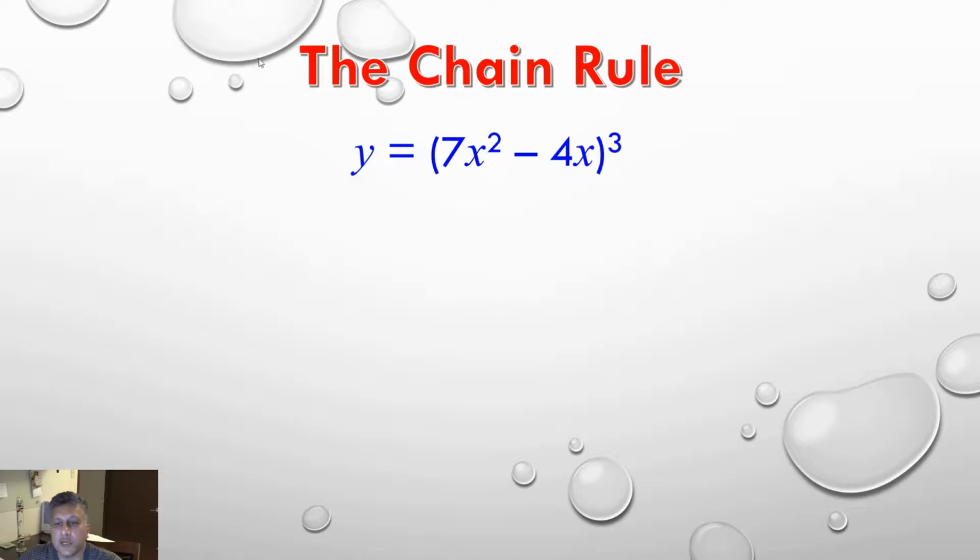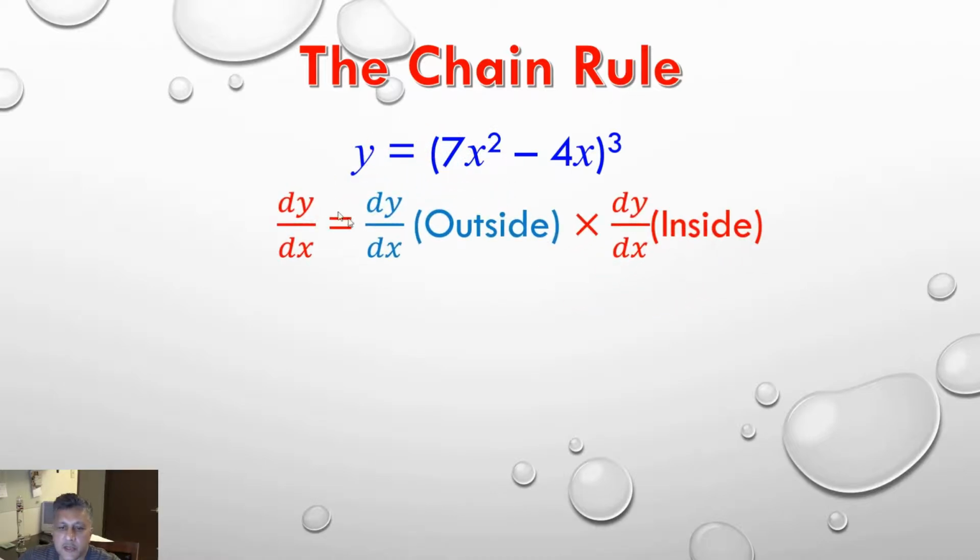What we have on the screen here is a binomial and its cube, and we want to take the derivative of this whole expression. The problem is that we cannot just go and take the derivative of each one of the terms. We have to take the derivative of the outside first and then the derivative of the inside. And we have to remember to carry our notation. Let's look at this a little bit more in detail.